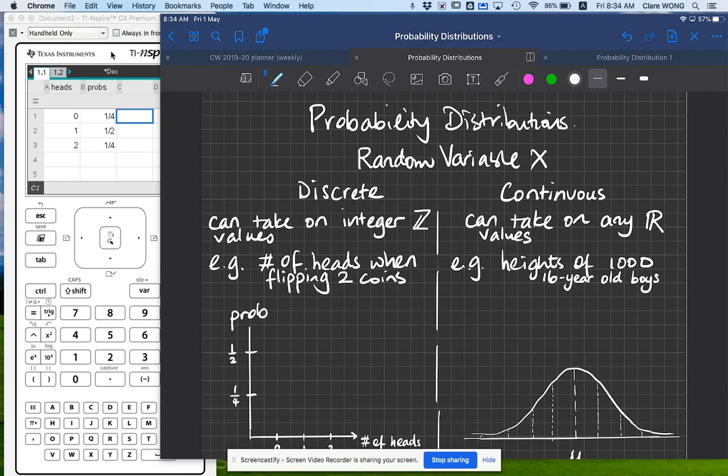Before we go any further, you need to remember that we have two types of variables. We have discrete, which can take on any integer values, for example, the number of heads when flipping two coins. So that's definitely a discrete variable. Continuous can take on any real values, for example, heights of 16-year-old boys.